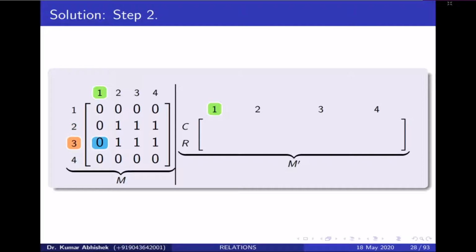Now we move to the third row under column 1 of M and we see that there is again a 0 entry, so there will be no entry made in the first column of M dash. Again we move to the fourth row under column 1 of M and we see that there is again a 0 entry in the intersection of the fourth row and first column of M.